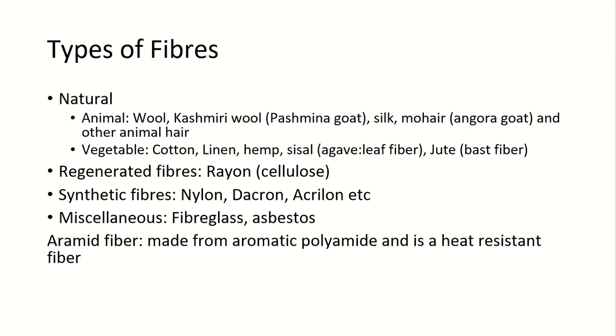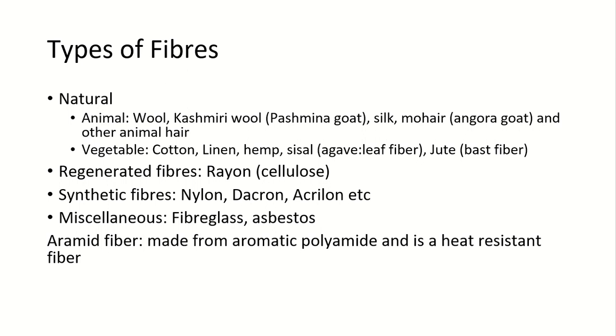Based on their formation, the various types of fibers are natural, which can be animal or vegetable. Examples of animal natural fibers are wool, Kashmiri wool from Pashmina goat, silk, mohair from Angora goat and other animal hair. Vegetable: cotton, linen, hemp, sisal. A vegetable, or you can say plant fiber. So sisal is agave or leaf fiber, jute, bast fiber.